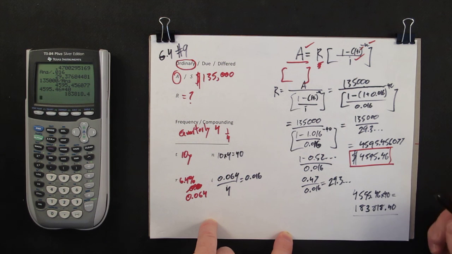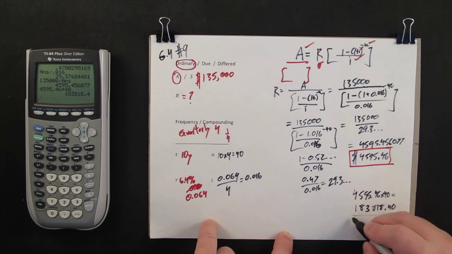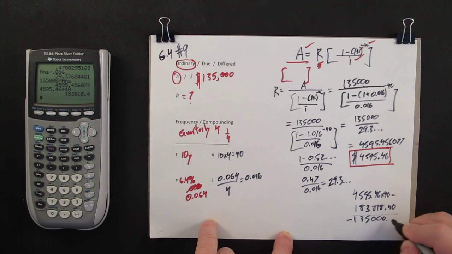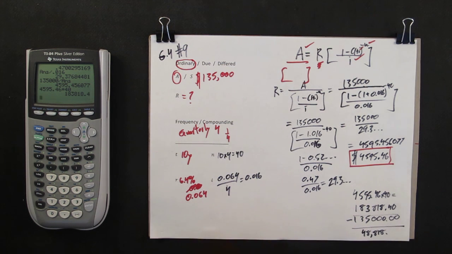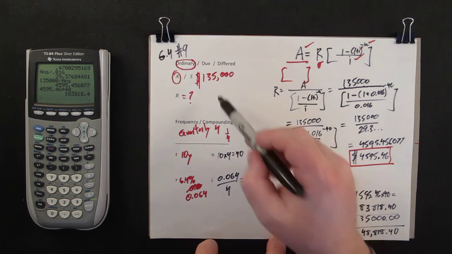And so if you then compare that to the amount that was put in, you see that it generates an additional 48,818. So this is additional money you get compared with the starting amount.